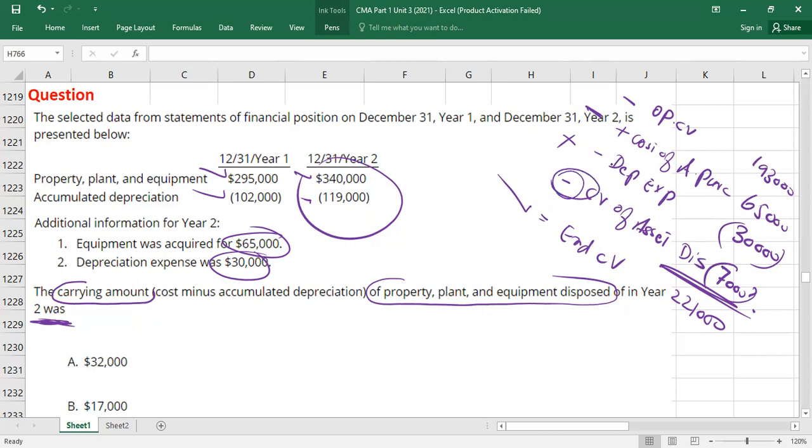Clear? Not only the carrying value of asset disposed, if anything is missing from here, you can go reverse, right? Maybe they can ask you to calculate cost of asset purchased. They can also ask you to calculate depreciation expense, right? By using this equation. You have to open your mind, please learn the things. It's not rocket science. It's just one equation and the application of that. Understood? Great.